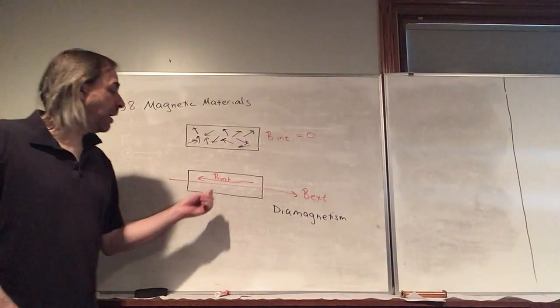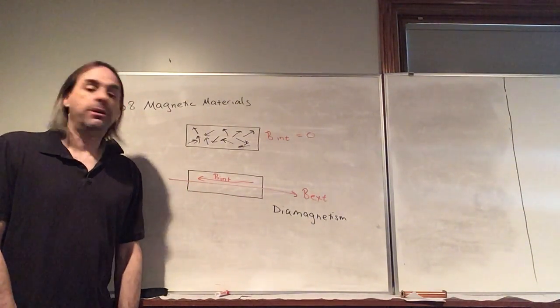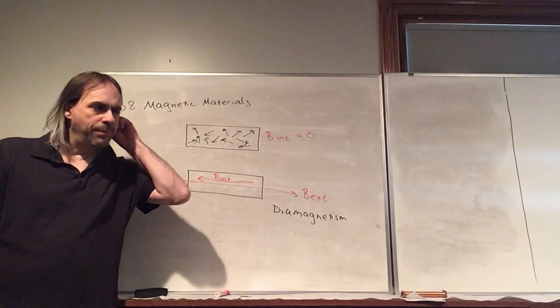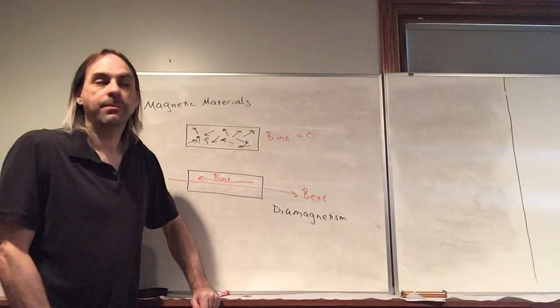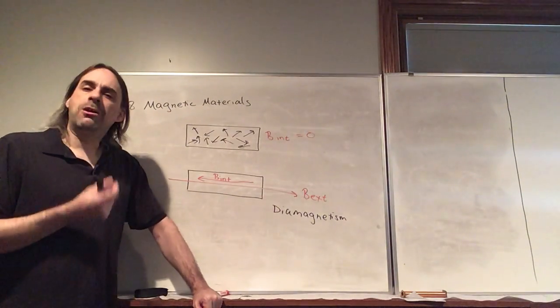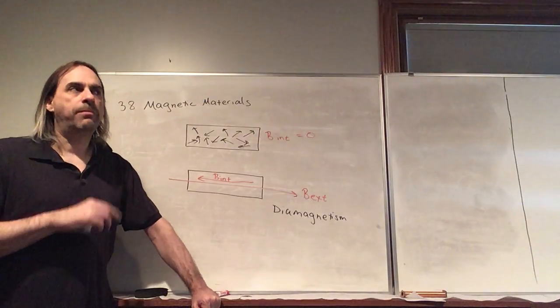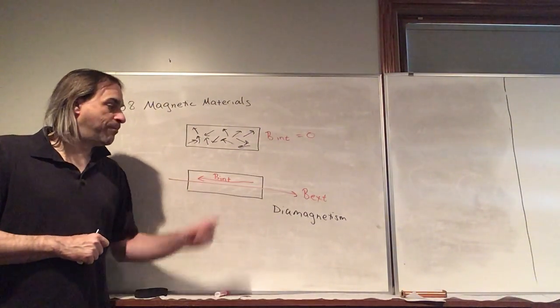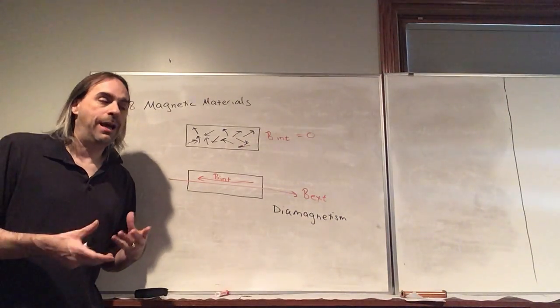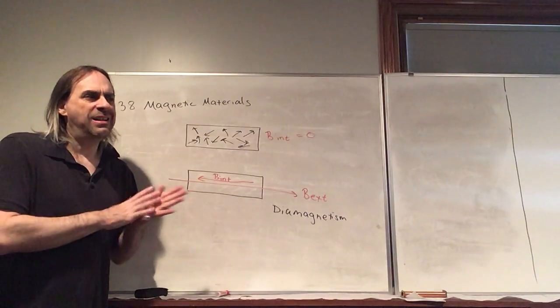Okay, so diamagnetism, the internal field is exactly opposed to the external field, and every material has this property. So what about a paramagnet? Well, if we have a paramagnetic material, it's going to have both paramagnetic and diamagnetic effects. They happen for different reasons.